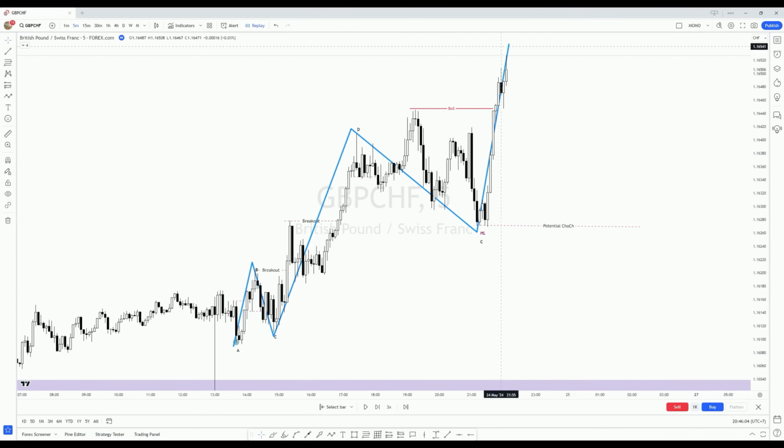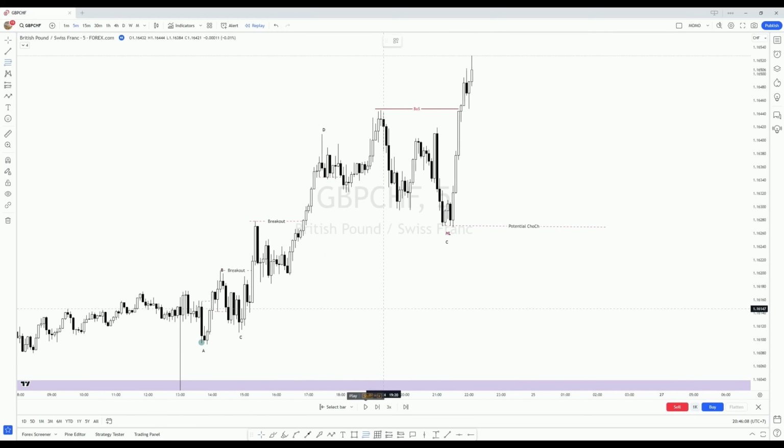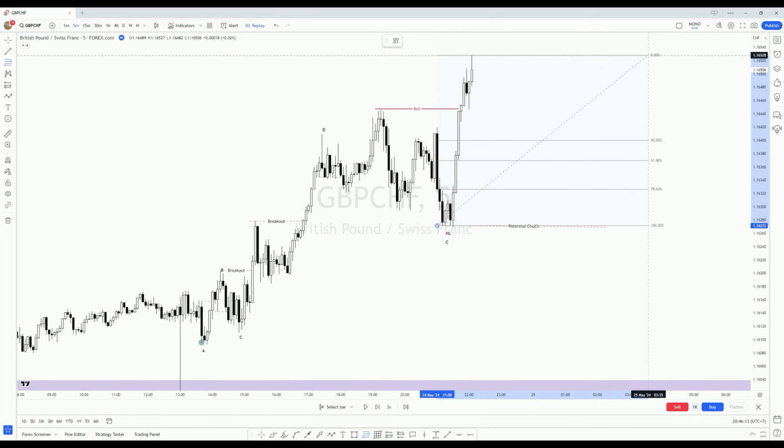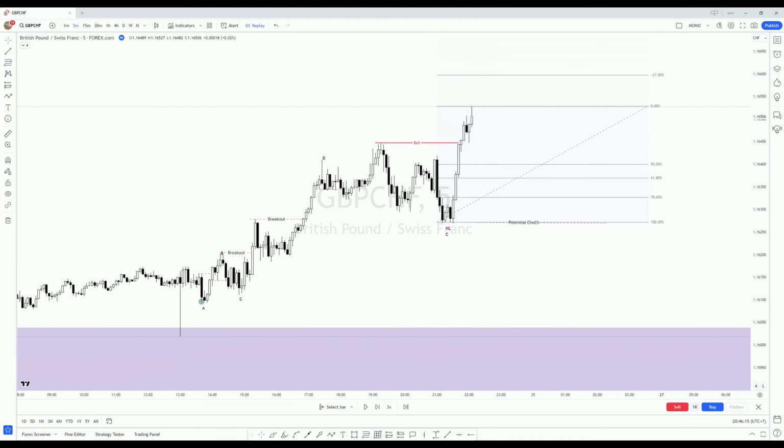Now I don't have a change of character, so I will continue on C, D as I explained before. So what I can do now, use Fibonacci again from C to the highest point of the market, having a pending buy either at 50%, 61.8 or 78.6, stop loss at 100%. We will repeat exactly what we have done in the previous setup.